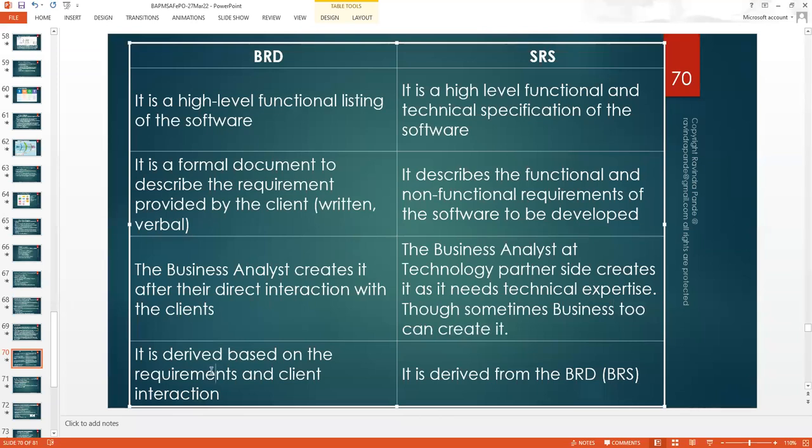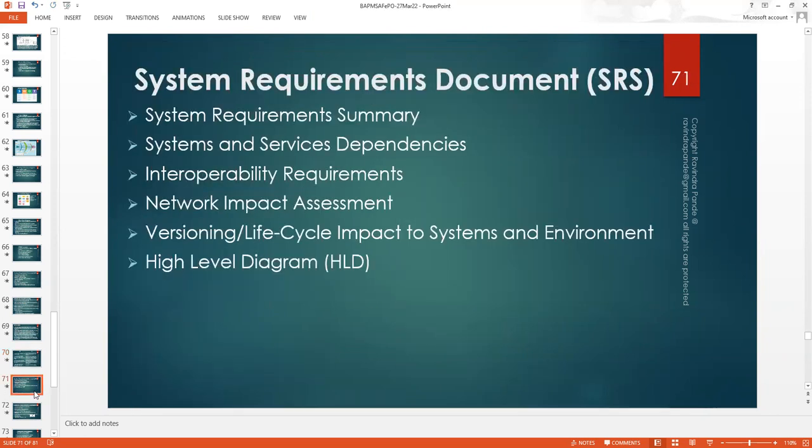BRD is derived based on the requirements and the client interactions. SRS is derived from BRD, or you can call it BRS also, business requirement specification. These words are used interchangeably, so don't stress yourself out. I have kept this for our understanding purpose. Now let's understand how we build SRS, and we'll have a workshop on building SRS. I'll share a template with you after the session so you can start building an SRS.